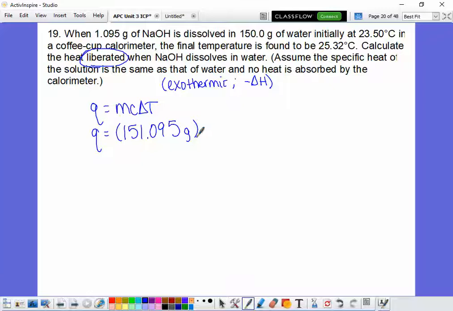We're not solving for C. We have memorized C, so it tells you that we're assuming the specific heat of the solution is the same as that of water, so 4.18. Now our delta T, we know that, but let's write out, what's our final temperature? 25.32. What's our initial temperature? -23.50. Thank you. All right, go ahead and calculate Q.